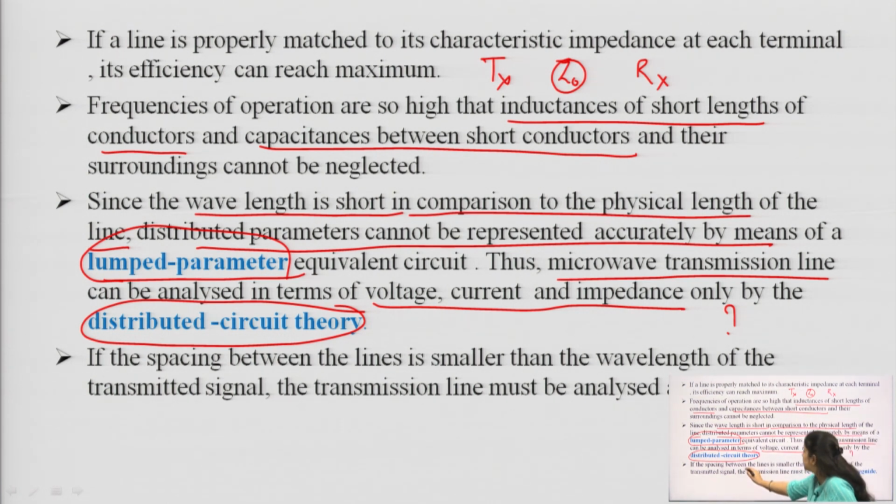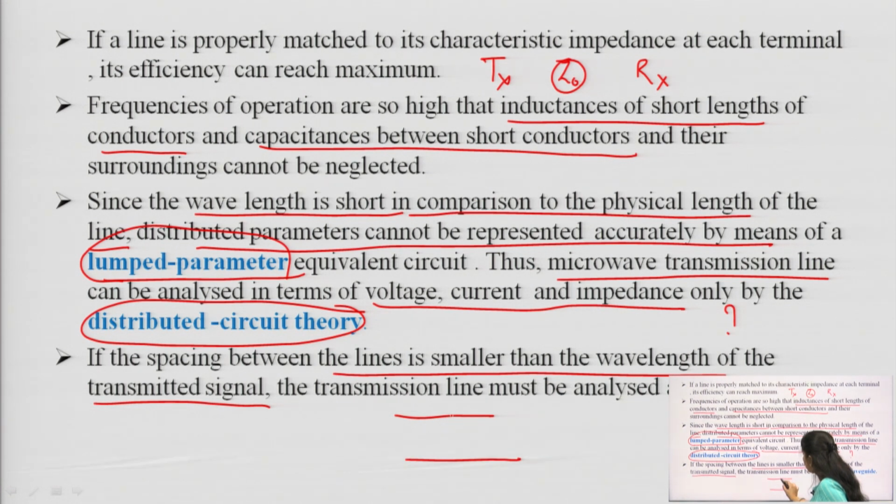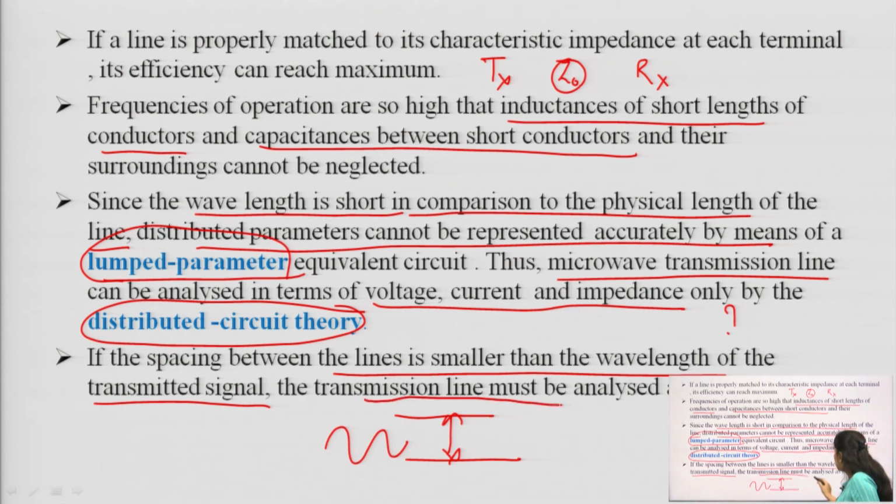If the spacing between the lines, that is the first line and the second line, is smaller than the wavelength of the transmitted signal, then the transmission line must be analyzed as a waveguide.